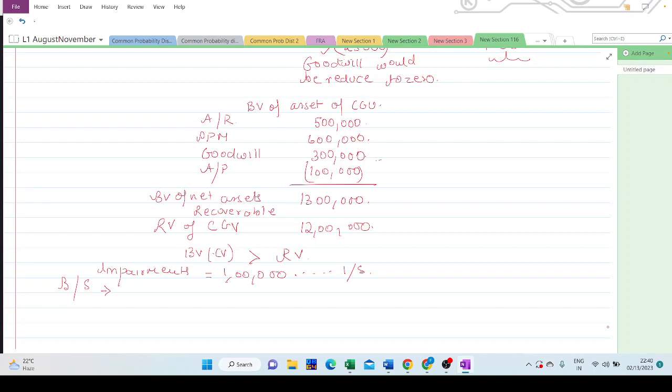Okay. The reported value of goodwill would reduce by 1 lakh, that is from 3 lakhs to 2 lakhs. ठीक है guys, are we good?